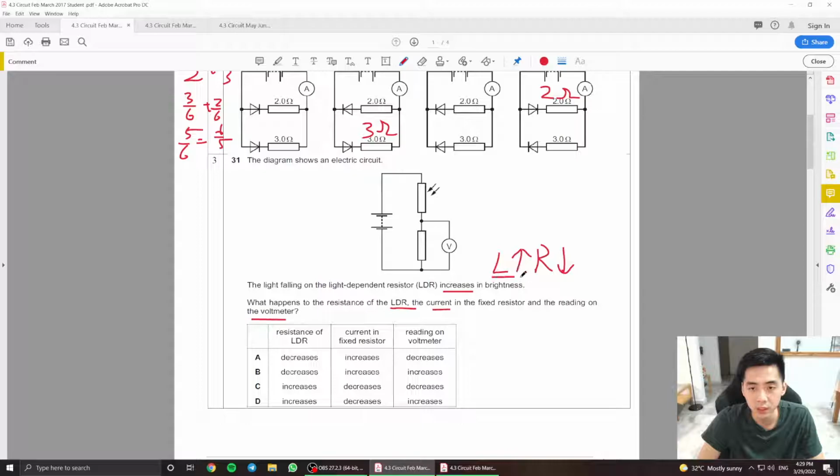So obviously, since the light intensity increases, the resistance of the light-dependent resistor is going to drop. Since the resistance drops, the current is obviously going to increase. And from there onwards, since right now the resistance here is relatively lower than the resistance here, this voltage is definitely supposed to increase. So B is the definite answer here.